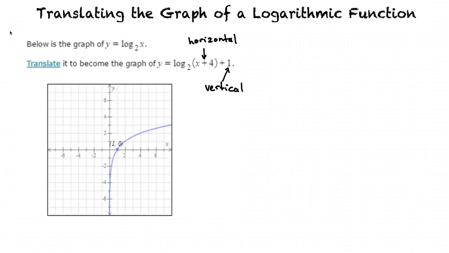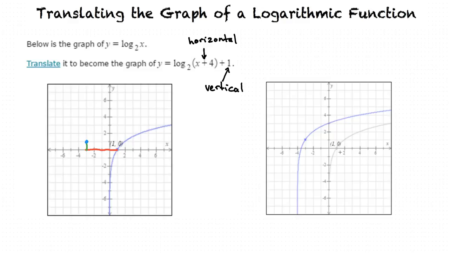It appears that this graph moves to the left 4 spaces and up 1 space. That is correct. Once the graph is in this new location, its function will indeed be y equals log base 2 of (x plus 4) plus 1. Here's a picture of the final graph. See here that the point (1, 0) was translated 4 units to the left and 1 unit up.